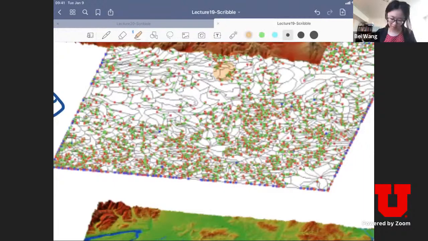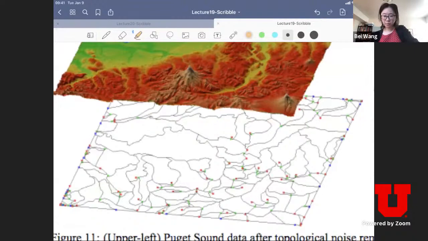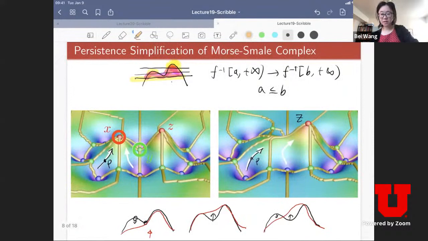So what you see here is that from upper left to right to the bottom, what you are applying is actually a simplified version of the underlying terrain, right? And then this is applying what I called persistent simplification. So what did that do? This is exactly the process that applied for the entire region.